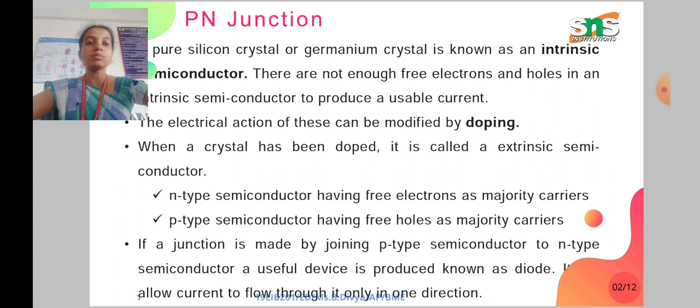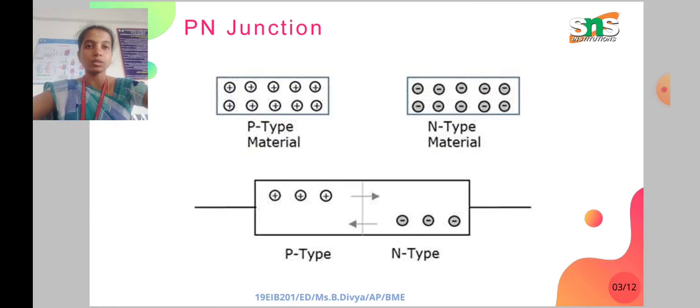If a junction is made by joining a P-type semiconductor to an N-type semiconductor, a useful device is produced, which is known as a diode. By combining the P-type, that is free holes, and the N-type, that is free electrons, we make a new product called a diode. It allows current to flow through it only in one direction.